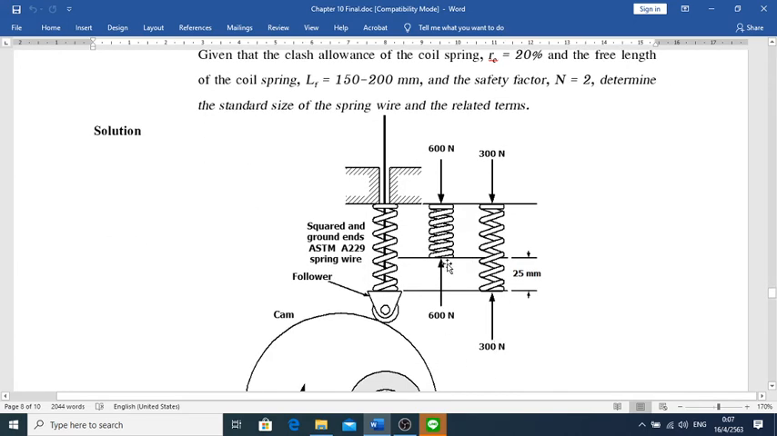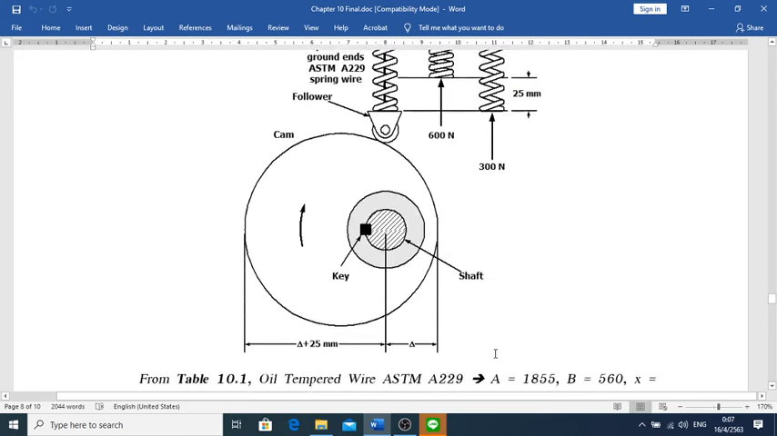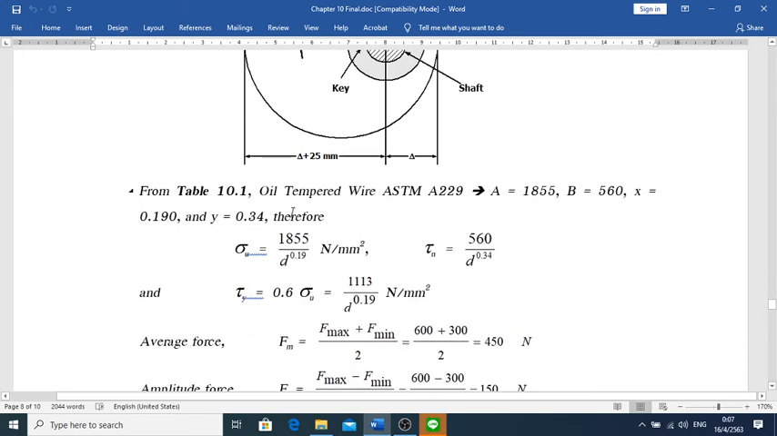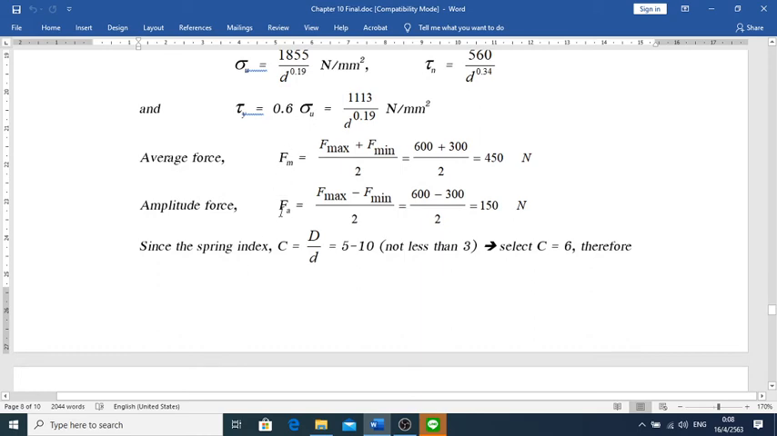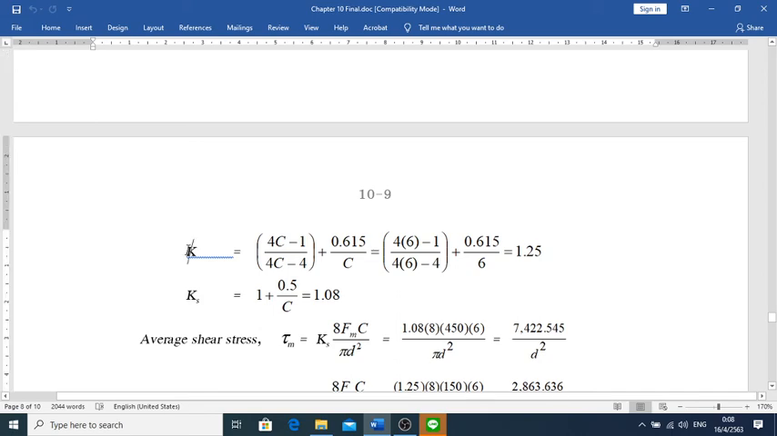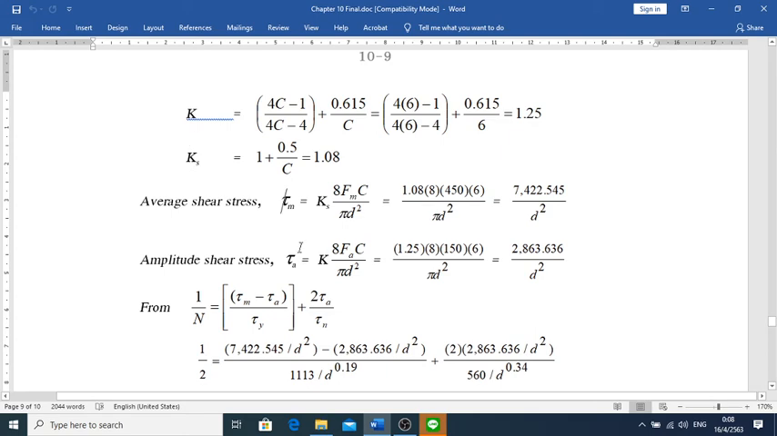So you may figure out, see, the load is changed with time. The load changes from 300 to 600, so therefore the contraction is going to be 25, respectively. So therefore, we're going to design with the fatigue design. We're going to look up in table 10.1. A is going to be 1855 and B is 560, and alpha is 0.19, Y is 0.634. We find sigma U, tau sub N, tau sub Y, and then we find F sub M, F sub N, and then the C term. I do it another way around rather than what we have done before. I just fix, I make a choice for the C term, it's 6, okay, let's see. And then I find the K term, I find the K sub S, I find tau sub M and tau sub N.